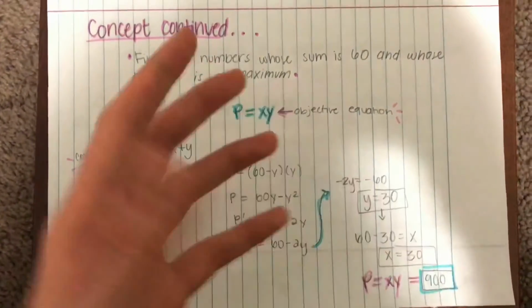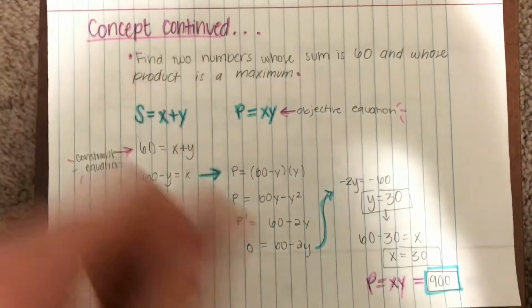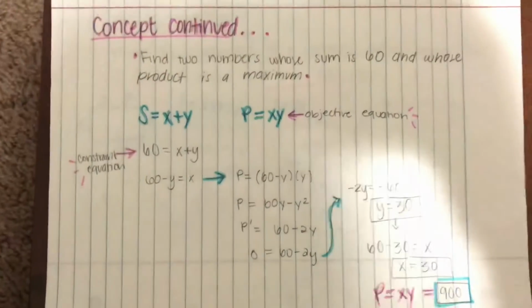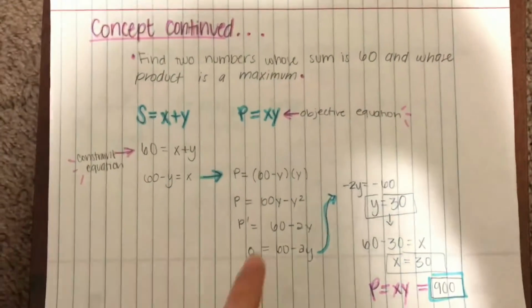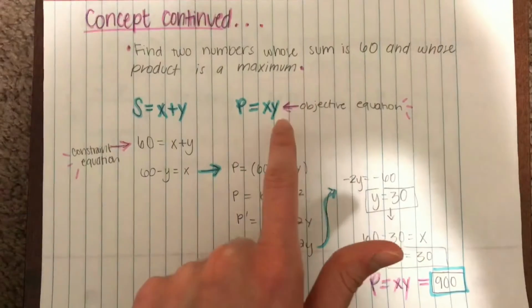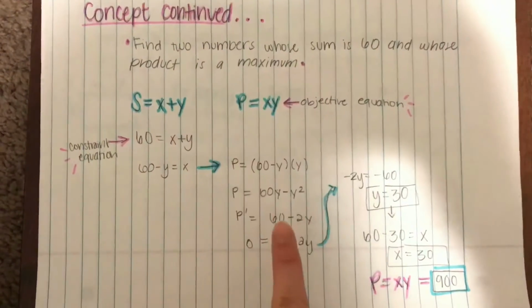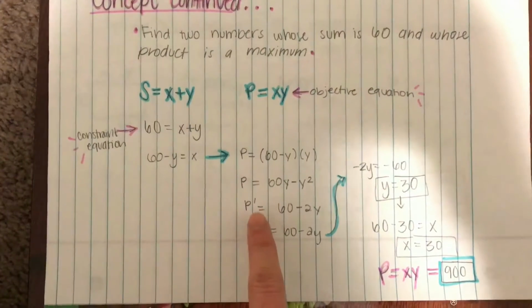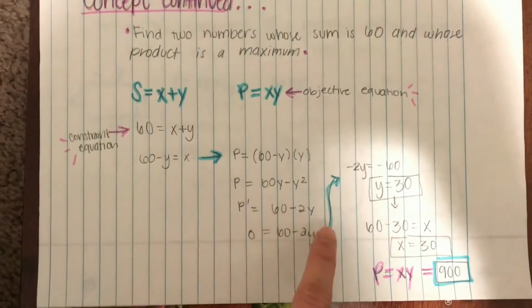Now, the purpose of optimization problems is to find the max or min of a given situation and to find its dimensions. So that's what we're going to do. We're just going to take the derivative of this objective equation because this is what we are maximizing or minimizing. In this case, we're maximizing it. I'm going to take the derivative, and then set it equal to 0. So p prime is going to equal 60 minus 2y.